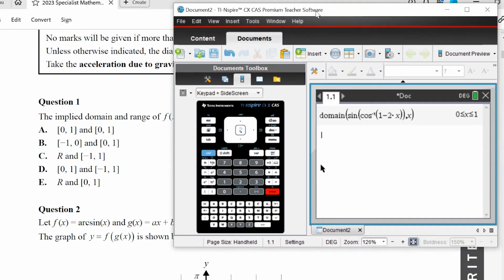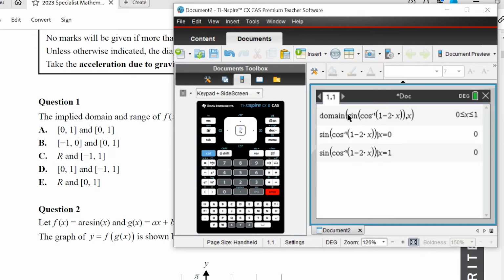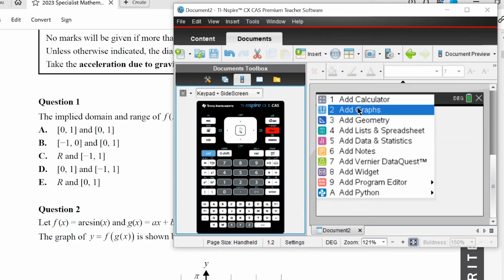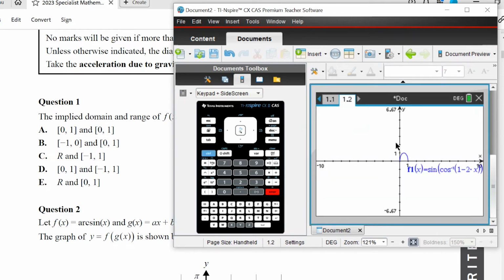In order to do that, I probably could graph it, but I could also just sub in the endpoints. That probably gives it away. When x is 0, I'm at 0. When x is 1, I'm back at 0. And when x is a half, we're positive as well. So I don't think the function is going to the negatives. If you want to be super sure, you could sketch a quick graph. And there you are. So question 1, we are option A, off to a good start.